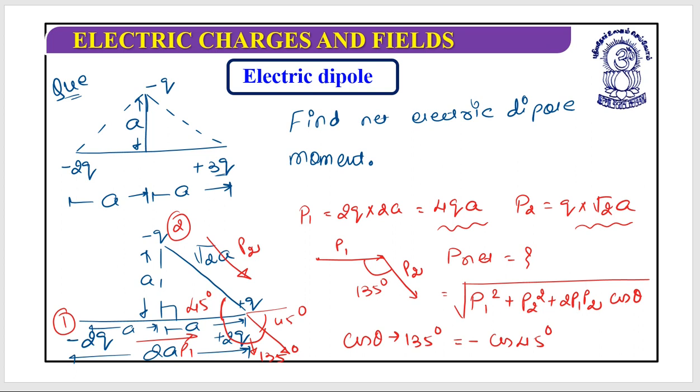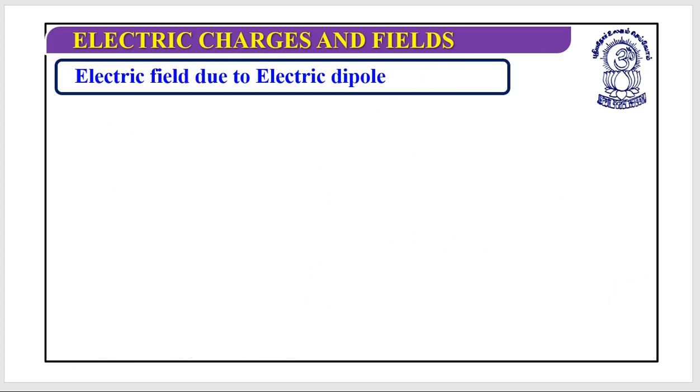Okay. So we know now how numericals of an electric dipole can be done, and what could be the situation if I need to calculate the electric dipole moment. I can just rearrange it and the things will be done. Now let's say electric field due to electric dipole. We have an electric dipole, and I need to just calculate the electric field due to this dipole.